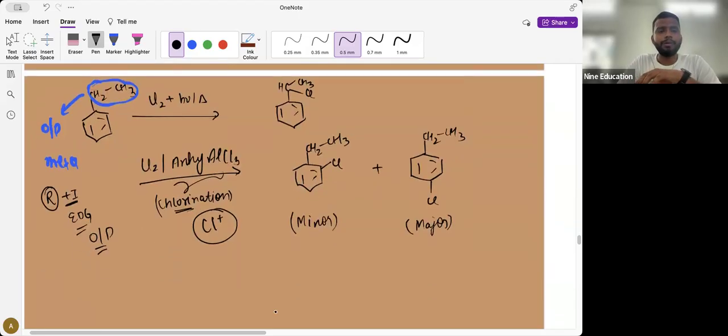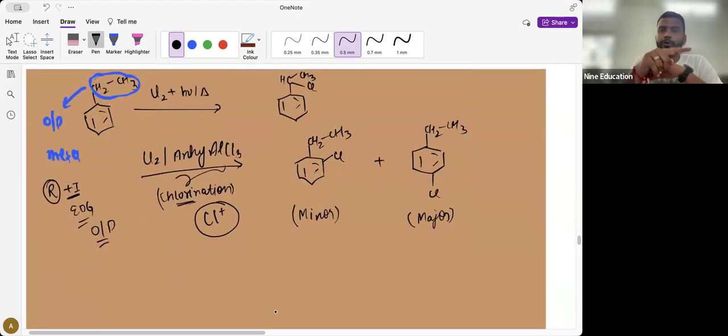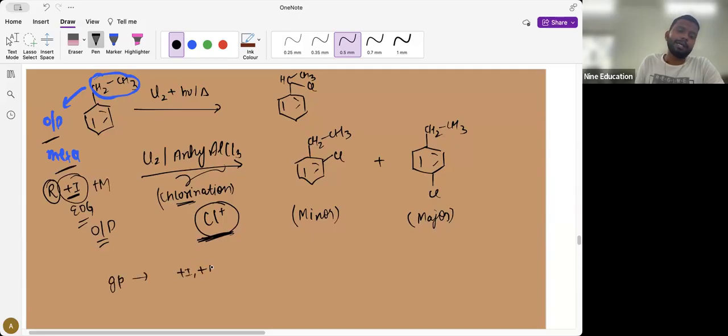So always remember, whenever we have any group on benzene, है ना? If we have any group on benzene, that group will divert the electrophile towards ortho, para or meta. If the group is plus I plus M, so these are all ortho para directors. If the group is minus I minus M, these all are meta directors.